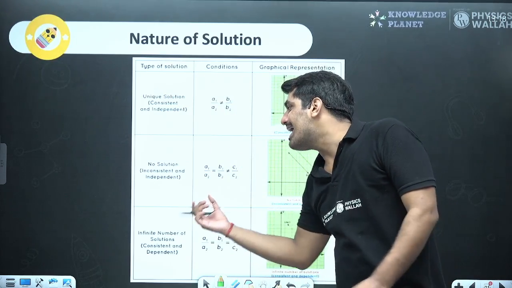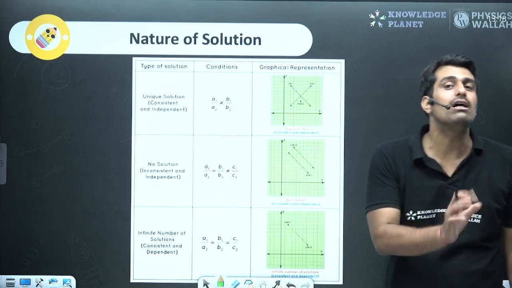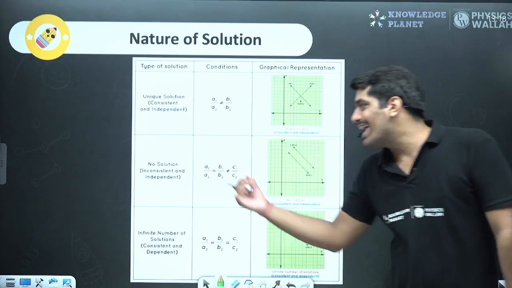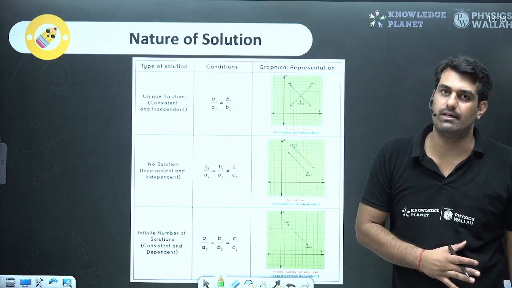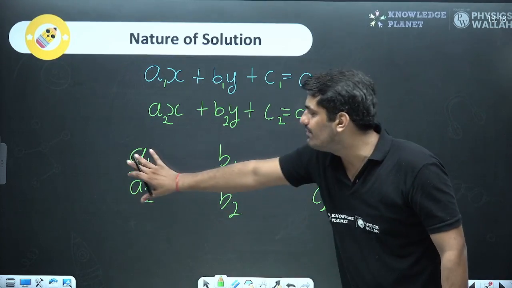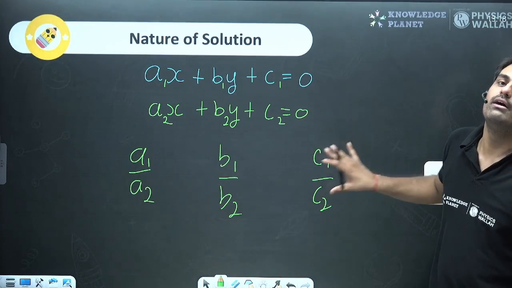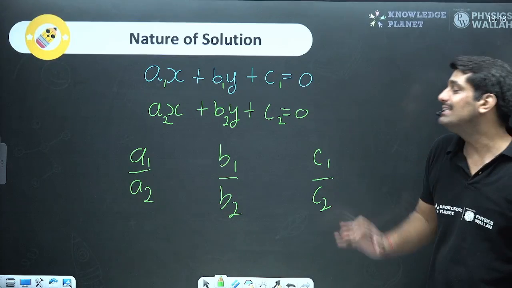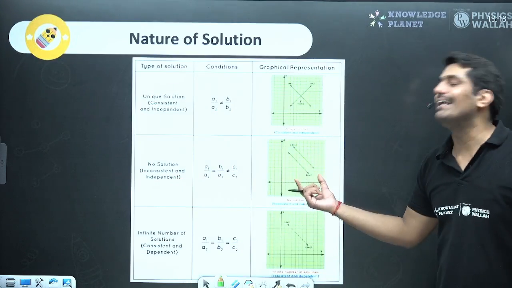For the parallel lines, the ratio of x and y is equal, but the ratio is not equal to the constant value. So a1 by a2 is equal to b1 by b2, but it is not equal to the ratio of constants. So over here you can observe these two ratios are equal, but they will not be equal to this particular ratio given to us over here. This is the case of no solution, or you might say parallel lines.